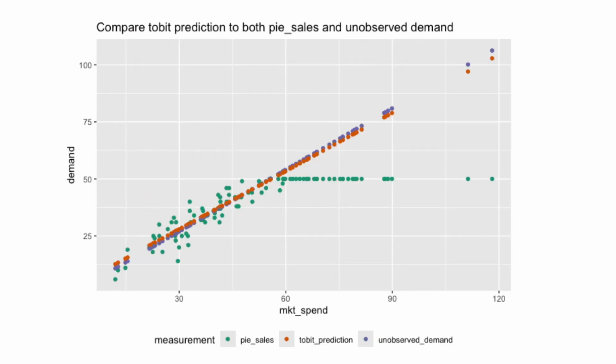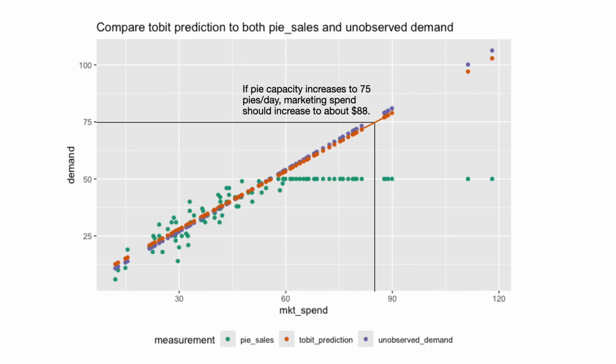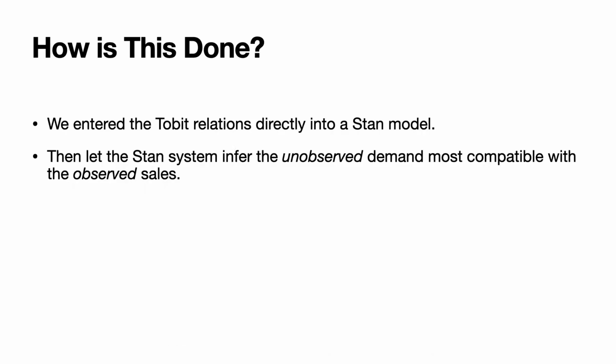For this synthetic data set, you can also compare the uncapped model predictions to the true unobserved demand, which is plotted here in purple. While the predictions aren't perfect, you can see that this model would be good enough to address the business questions we considered at the beginning of this discussion. For example, how does increasing pie baking capacity affect marketing spend? As I mentioned, functions for fitting a Tobit model exist in both R and Python. For this example, we implemented the Tobit relationships directly into the probabilistic modeling package Stan. We then let Stan infer the unobserved demand that was most compatible with the observed sales.